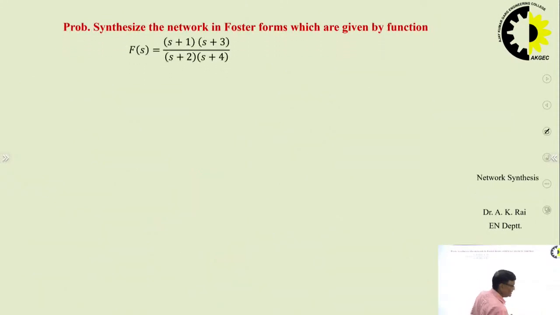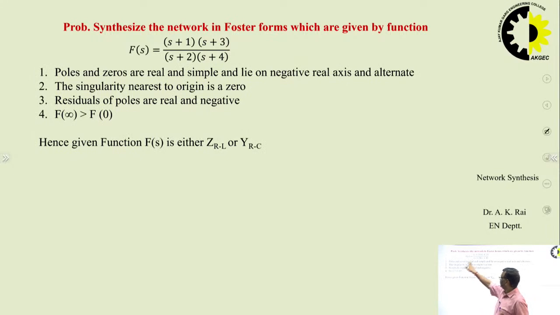Here is a numerical. Look at the nature of the numerical. Synthesize the network in the Foster forms given by the function Fs. So first we will check this function. We can see that poles and zeros are real and simple and lie on the negative real axis. First line. Then, singularity nearest to origin is a zero.